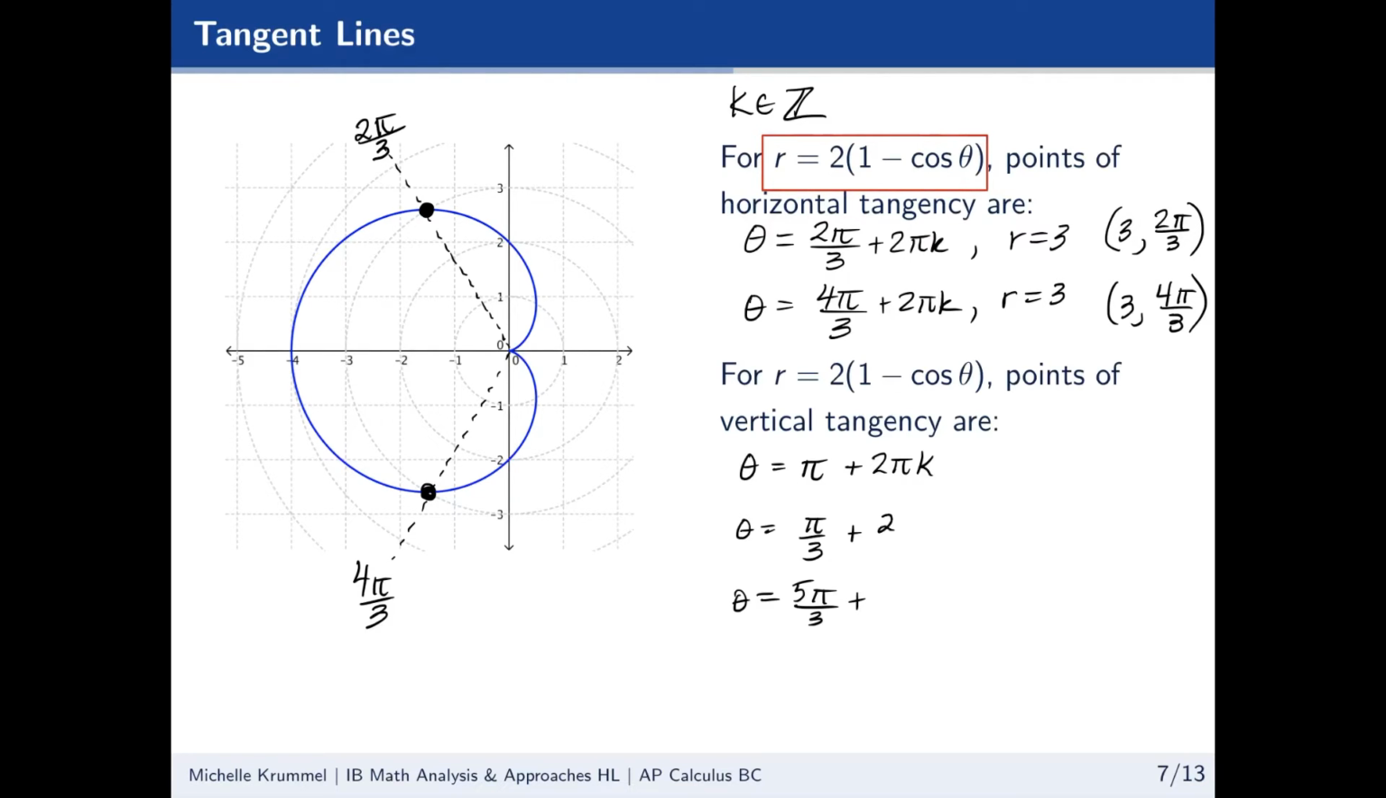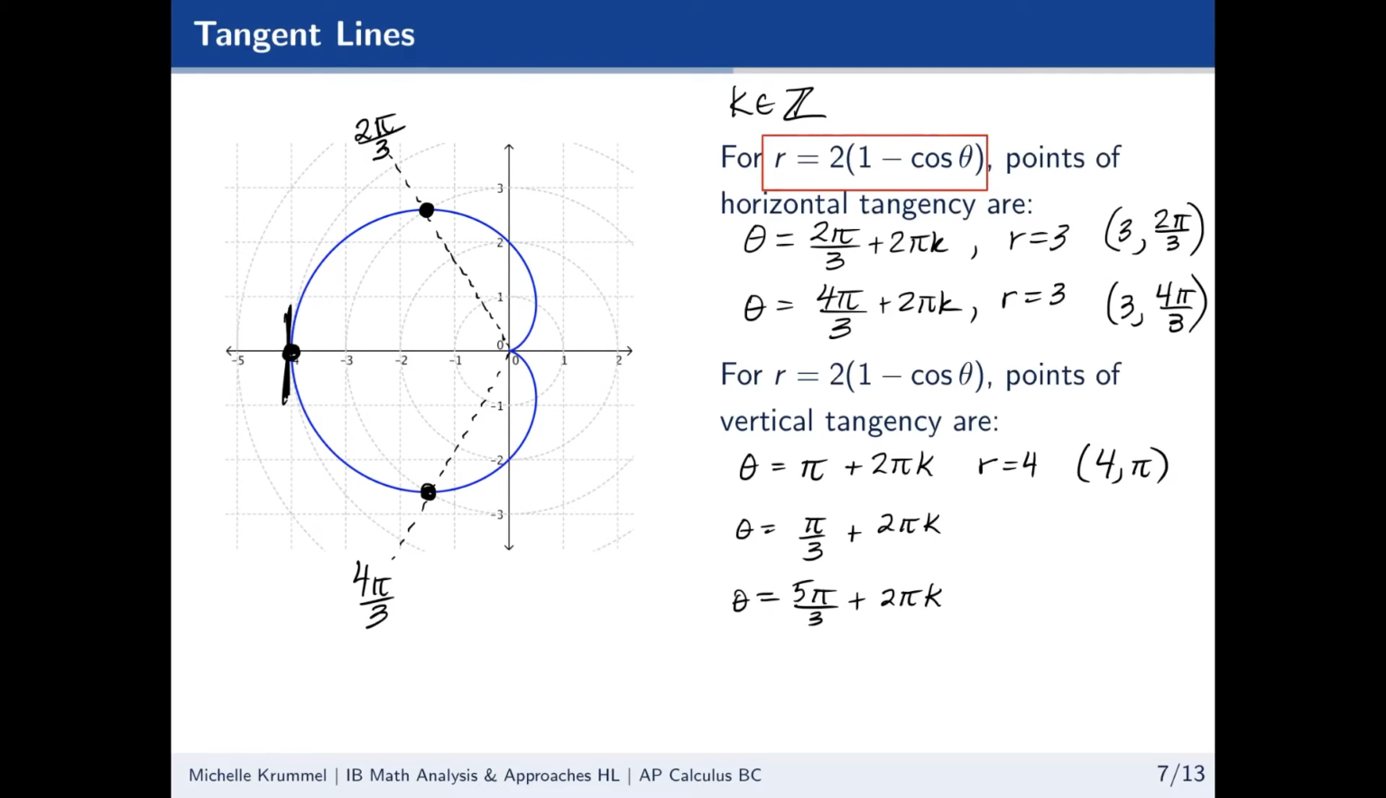But again, with this, adding the multiples of 2 pi is just going to take us back around to the same point. So we really only have to get coordinates for pi, pi over 3, and 5 pi over 3. And we will substitute those theta values back into the polar curve, the original curve. And let's see, the cosine of pi is negative 1, so 1 minus negative 1 is 2, times 2 is 4, giving us 4 comma pi. Go to an angle of pi and a radius of 4, that's this point right here. So we've got that one.